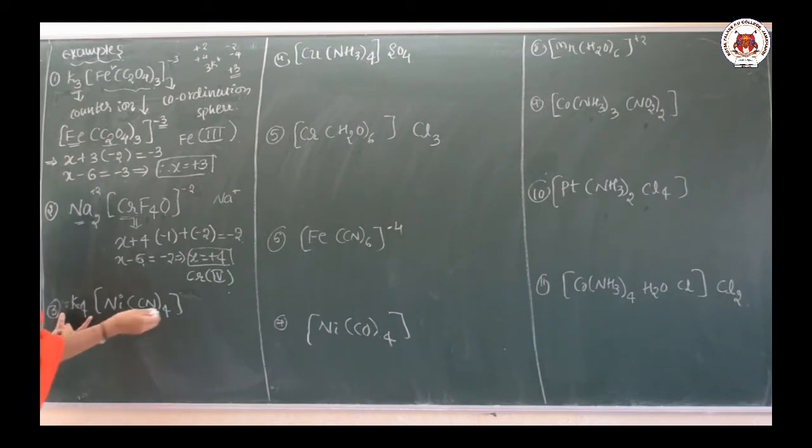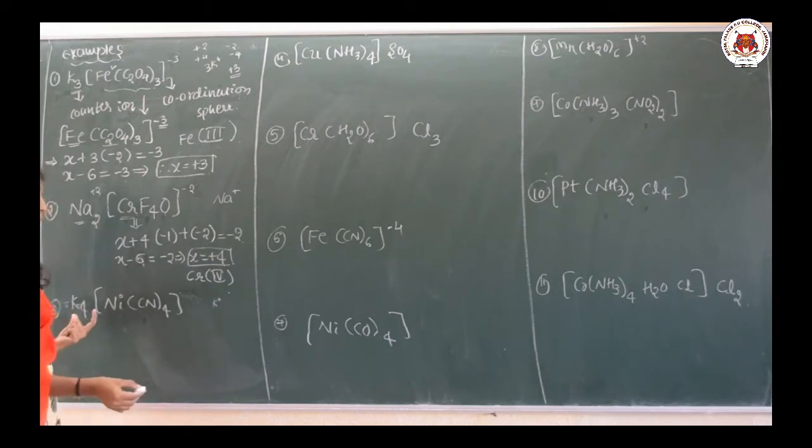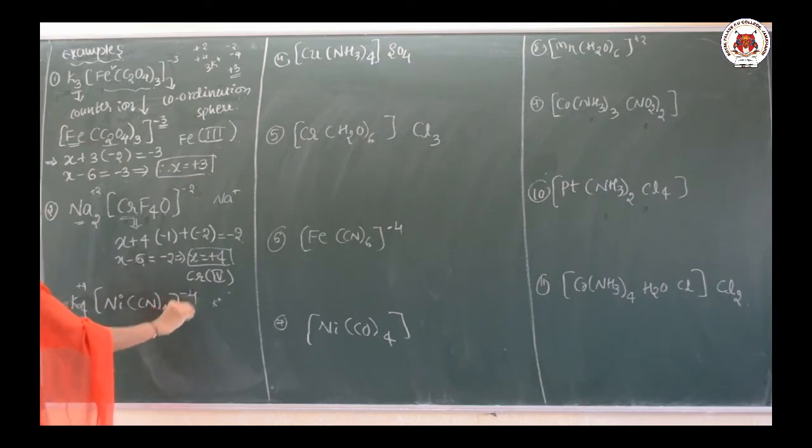Again K is there. K means it will carry the +1 charge. How many potassium are there? 4. It means the charge on the potassium is +4. If the counter ion has the +4 charge, what about the coordination sphere charge? Obviously it is -4. If it is +4, it should be -4.